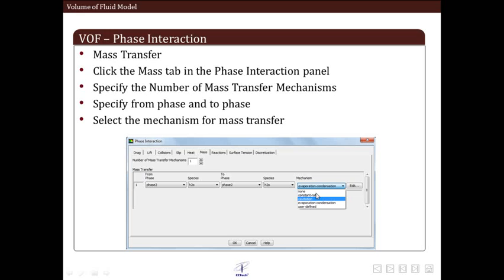Then we select mechanisms for mass transfer. Various mechanisms are available like constant rate, cavitation, evaporation condensation, and user defined. Please note that constant rate is not applicable for VOF and cavitation is used only for mixture. So for VOF we mostly use user defined.